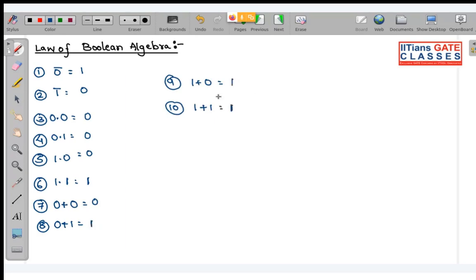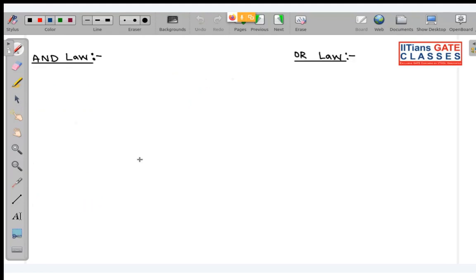So these are all the basic laws of Boolean algebra. We should know that if we OR two inputs, and if one of the inputs is high, the output will always be high. For making the output low, all the inputs should be low. So these are the basic simple laws I have written. Now the next law is your AND law.